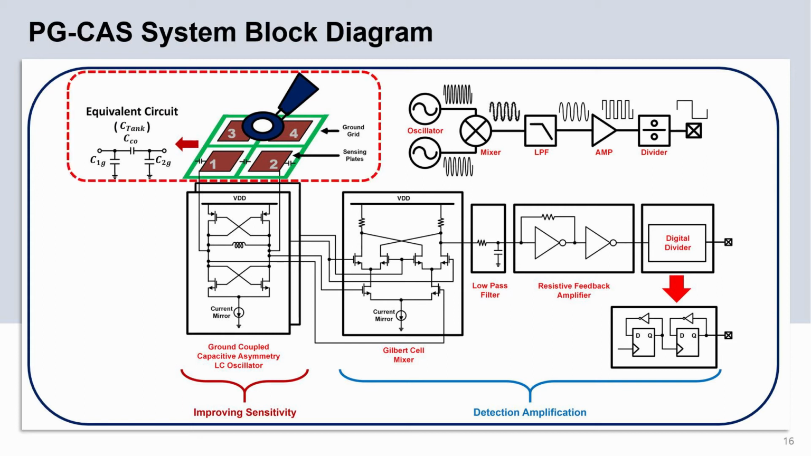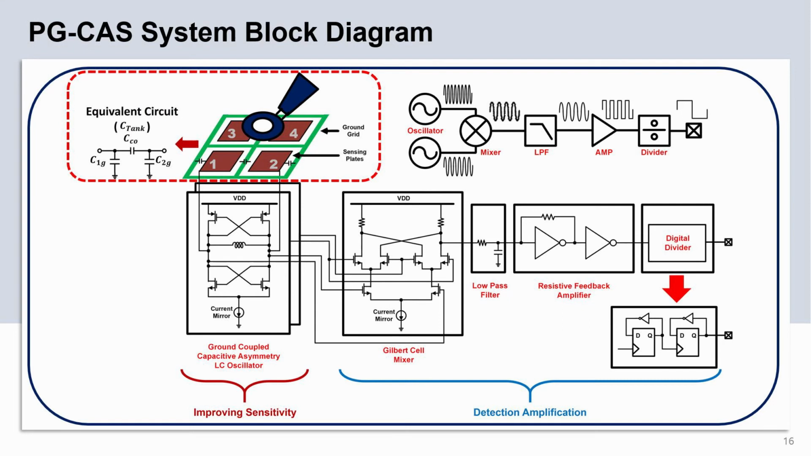The resonance peak frequency of the LC oscillator depends on the value of the effective interplate capacitance, here C tank. The C tank consists of three different combinations of capacitance. The first is the capacitance formed between the plates, here C co, and the second and third is the capacitance formed between the plate and patterned ground, here C1G and C2G respectively.